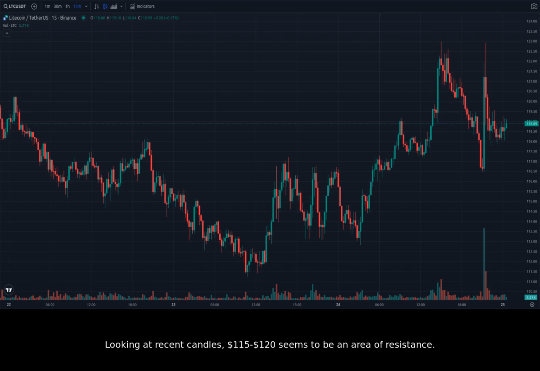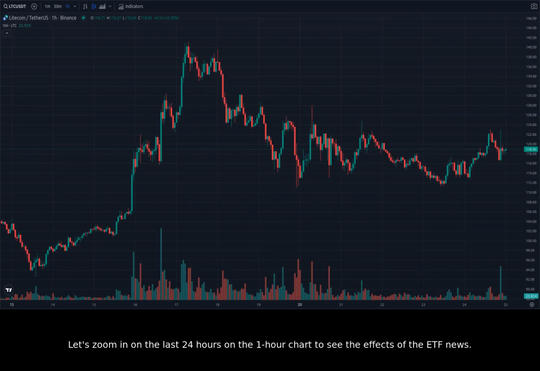Looking at recent candles, $115 to $120 seems to be an area of resistance. Support seems to be concentrated around the $110 to $112 region. Let's zoom in on the last 24 hours on the 1-hour chart to see the effects of the ETF news.